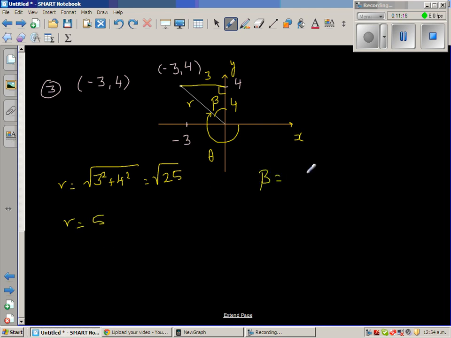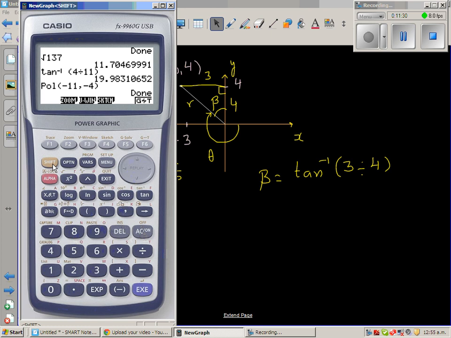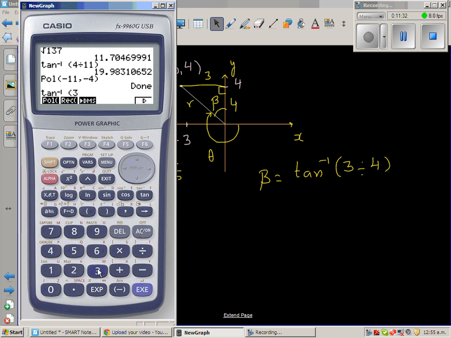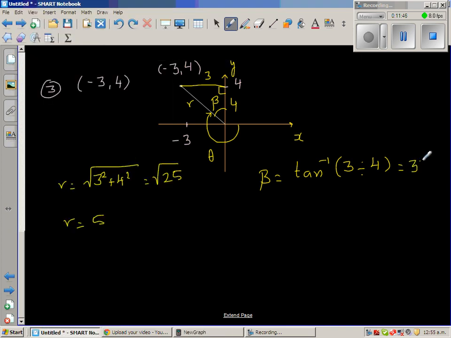So let us find beta. Beta is tan inverse of opposite over adjacent, which is 3 over 4. So let us use a calculator, shift tan 3 divided by 4. What's that? 36.8. So let us make that 37 degrees. So this is nothing but 37 degrees as a whole number. So theta is 270 minus 37 degrees.